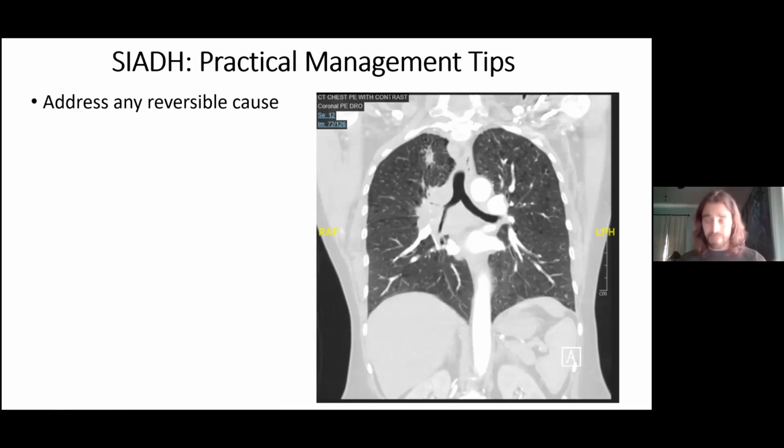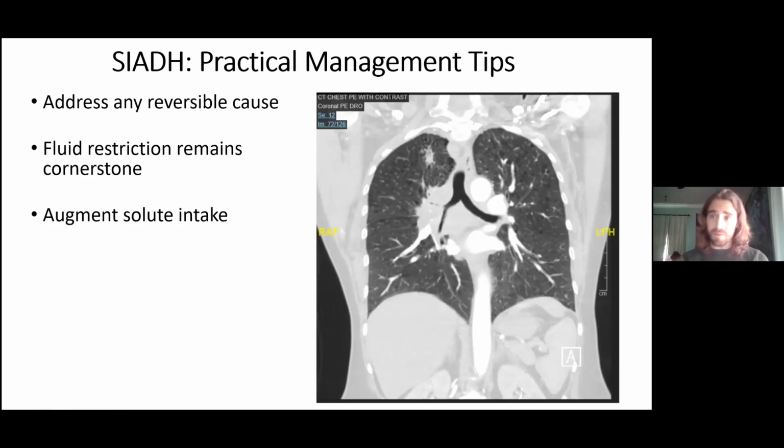Obviously, if you can address any reversible cause, if they're on a med, discontinue the med. If they have a tumor, try to address the tumor with chemotherapy. See if you can address the underlying cause of the SIADH. Fluid restriction is the cornerstone, because they're going to have this really narrow, safe free water intake window. And so restricting fluids is still what fundamentally you have to do. But you can practically augment their solute intake.